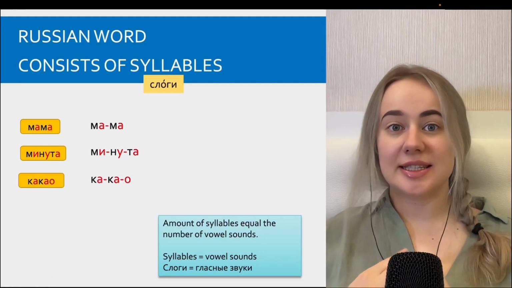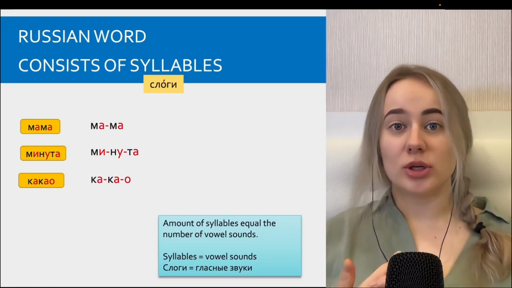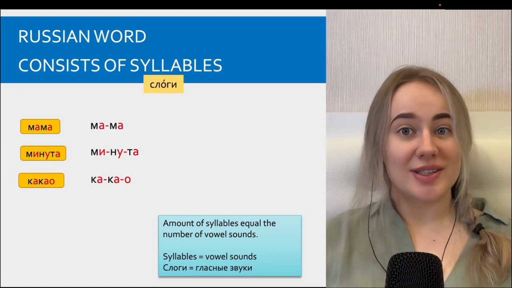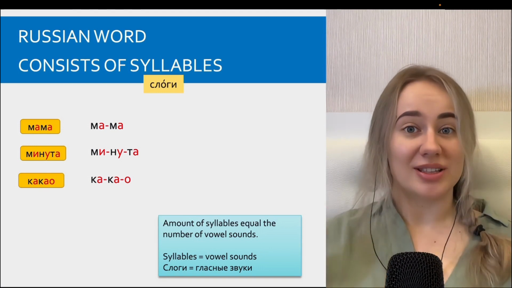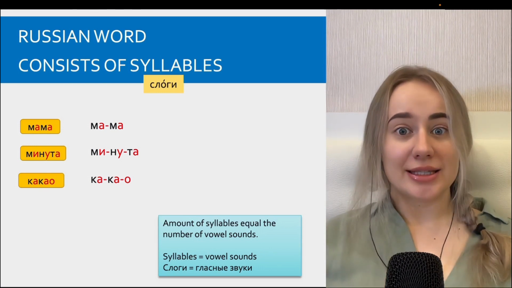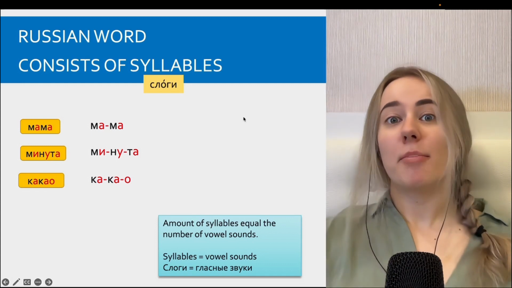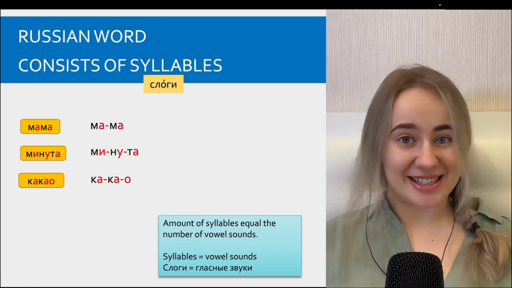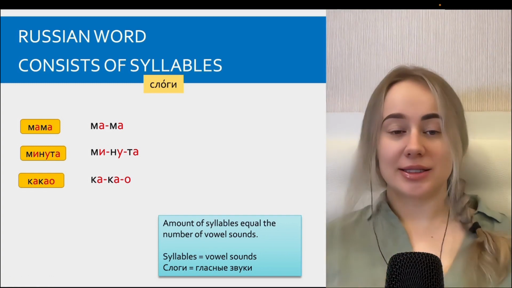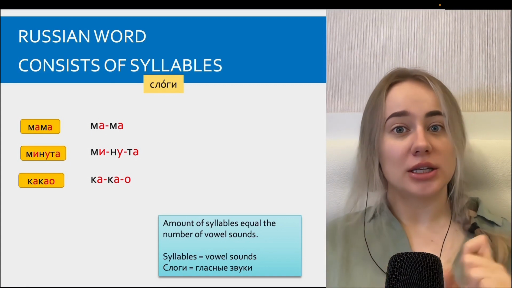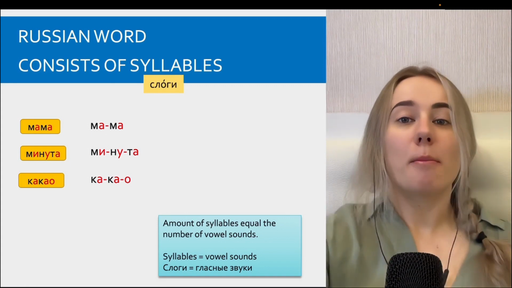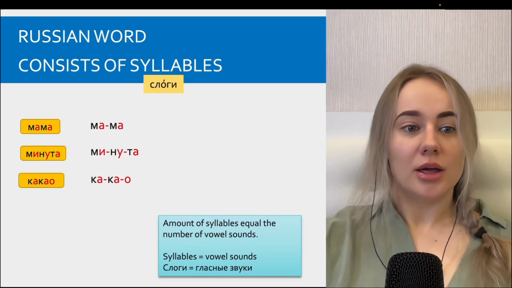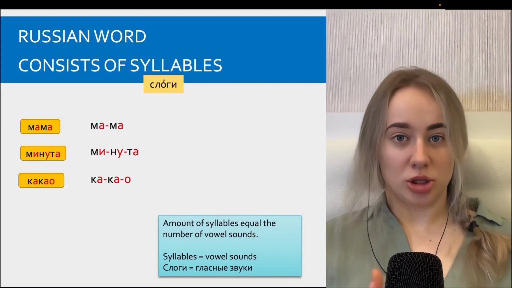A Russian word consists of syllables. In Russian we call it слоги. The number of syllables equals the number of vowel sounds in the word. Let's see. For example, the word mama. There are two vowel sounds, a. So we can divide this word into two syllables. Ma-ma.